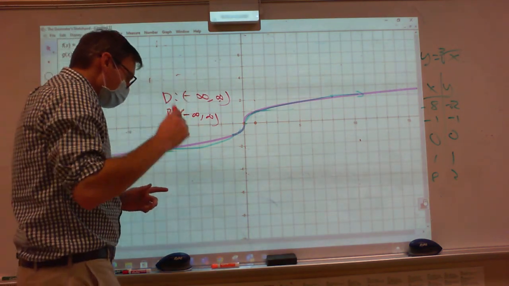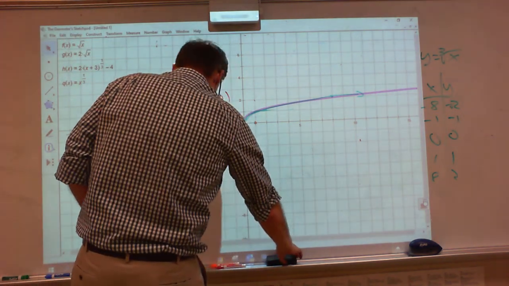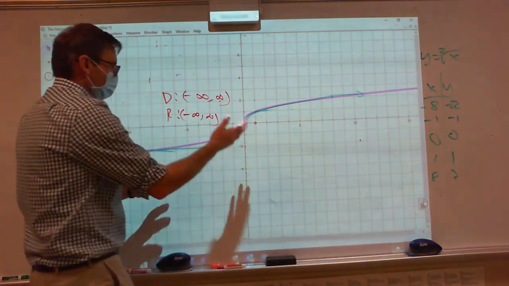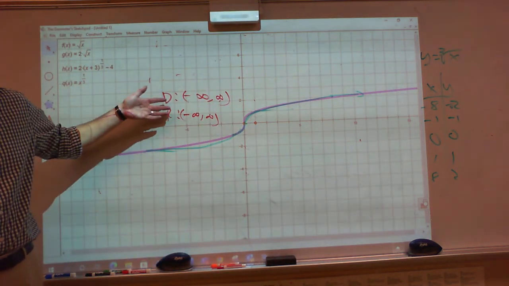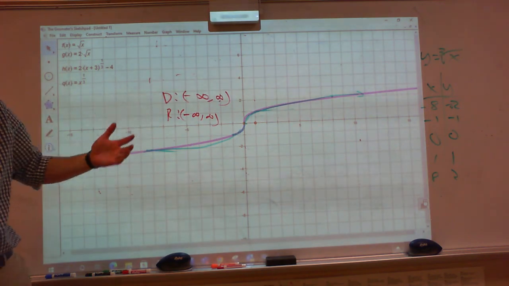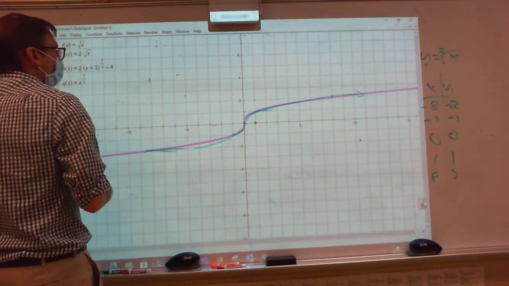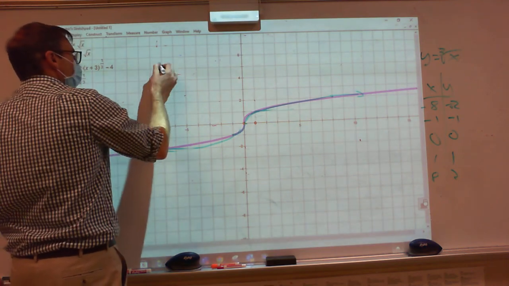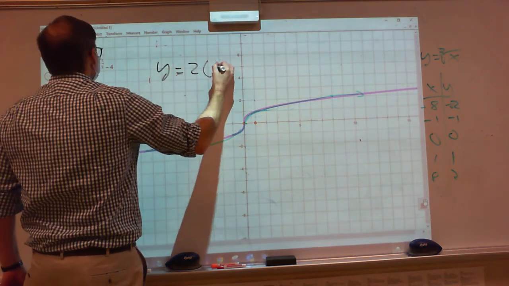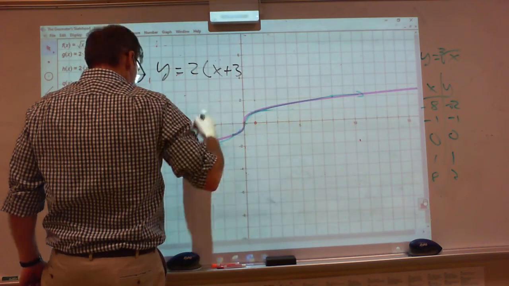And my last example for today. All right, so yeah, because the cube root function is everywhere. There's no real restriction, so it just goes everywhere. What do you think y equals 2 times the cube root of x plus 3, minus 4? Oh, no.